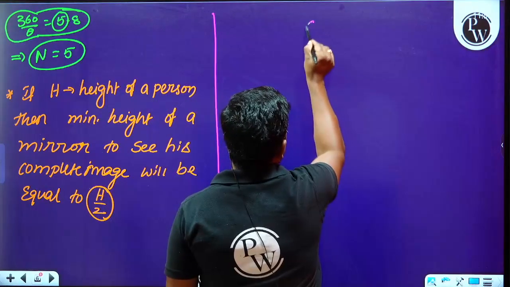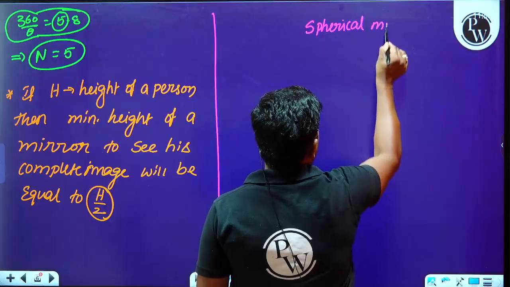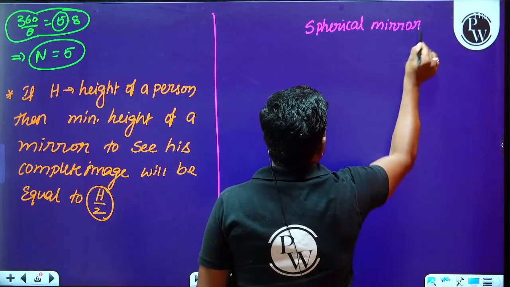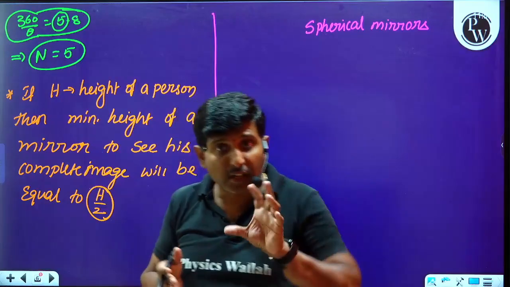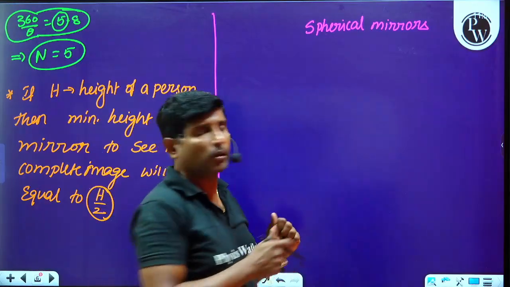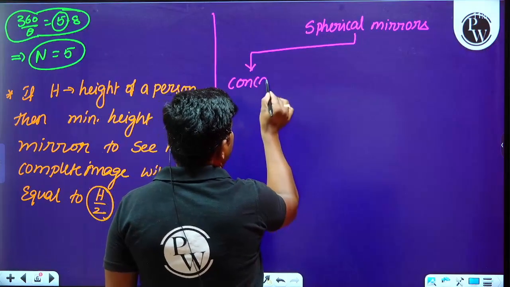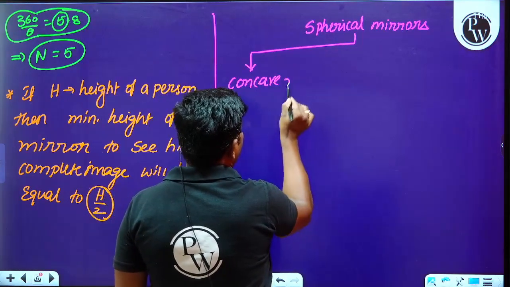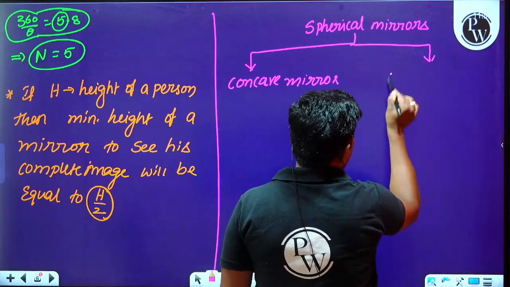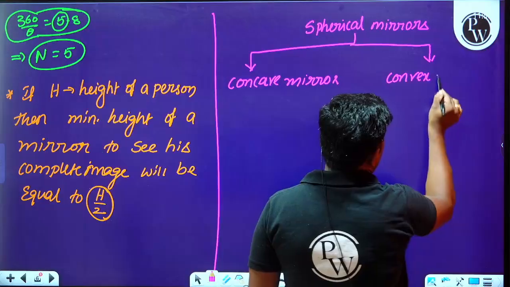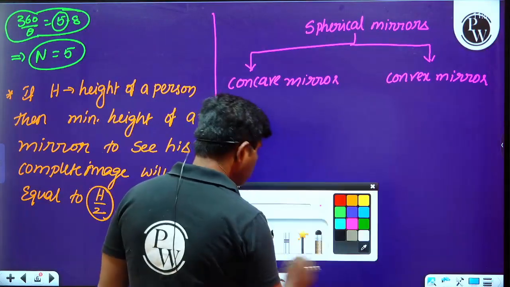Now let us move on to the next one, that is spherical mirrors. Spherical mirrors are nothing but mirrors whose reflecting surface is curved. Okay. And under the spherical mirrors, we have to learn about two types. One is called a concave mirror, and the other one is called a convex mirror.